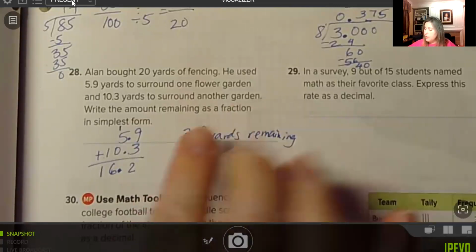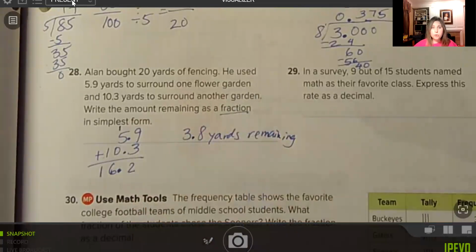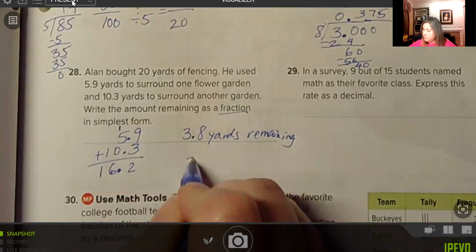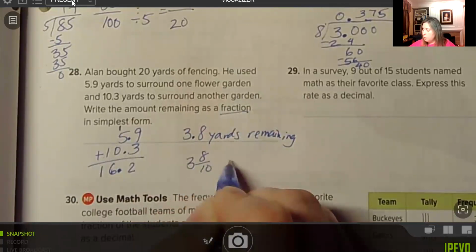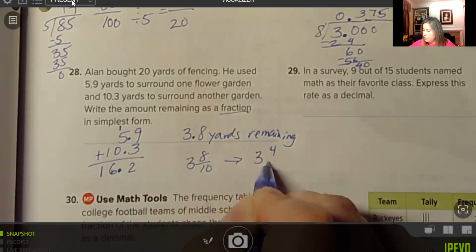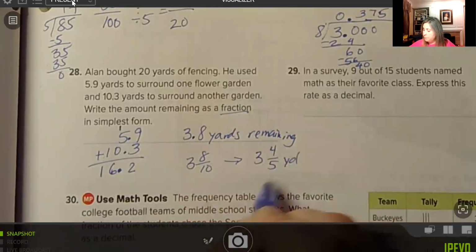However, they asked us to write that as a fraction. So that would be 3 8/10, which would simplify to 3 4/5 of a yard remaining.